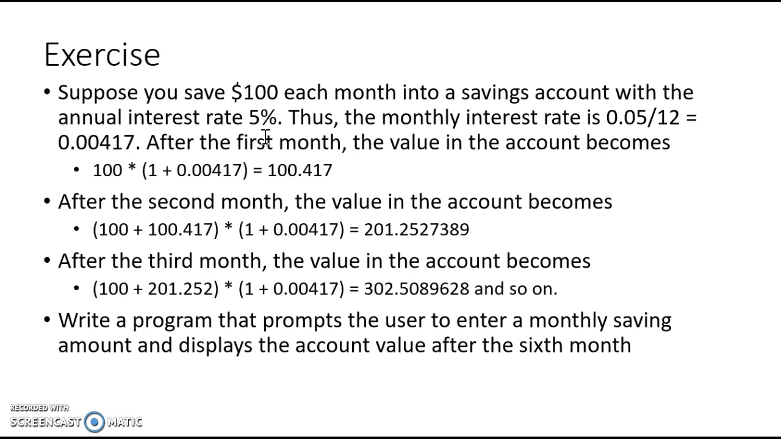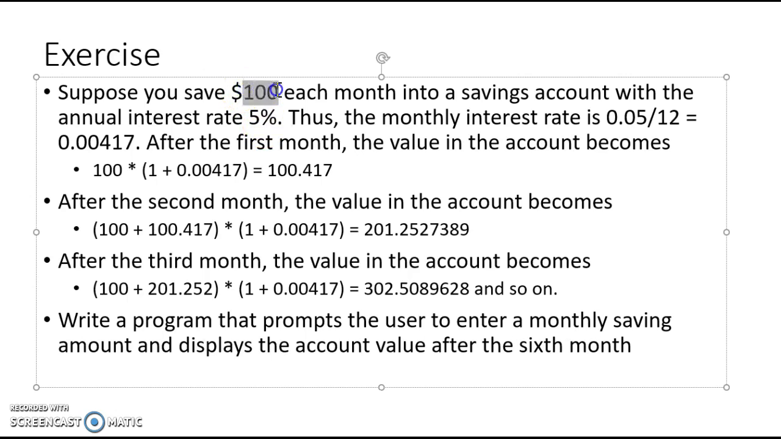Finally, please do an exercise to calculate something for finance. In the first month you deposit 100. The rate is 5%. The 5% is actually an annual rate, so we need to calculate the monthly rate by dividing by 12. This is the monthly rate. Then after the first month, what's the amount? We use 100 multiplied by 1 plus the monthly rate, and get this number.